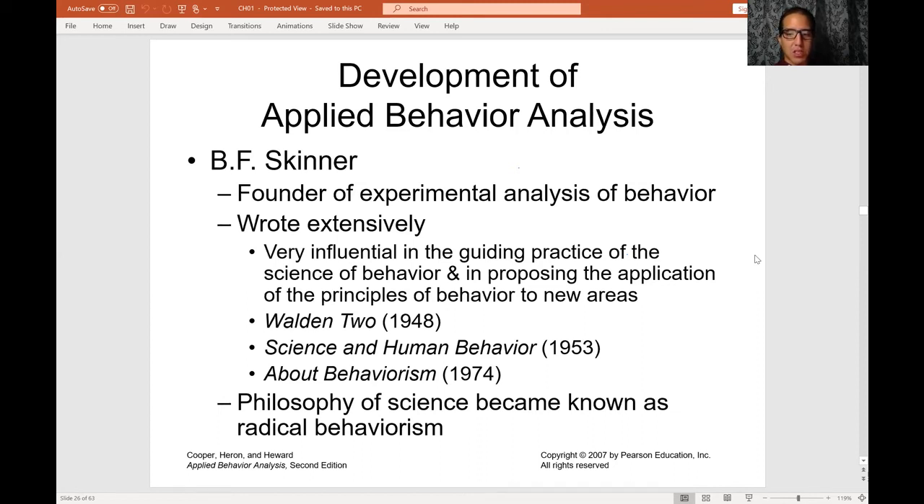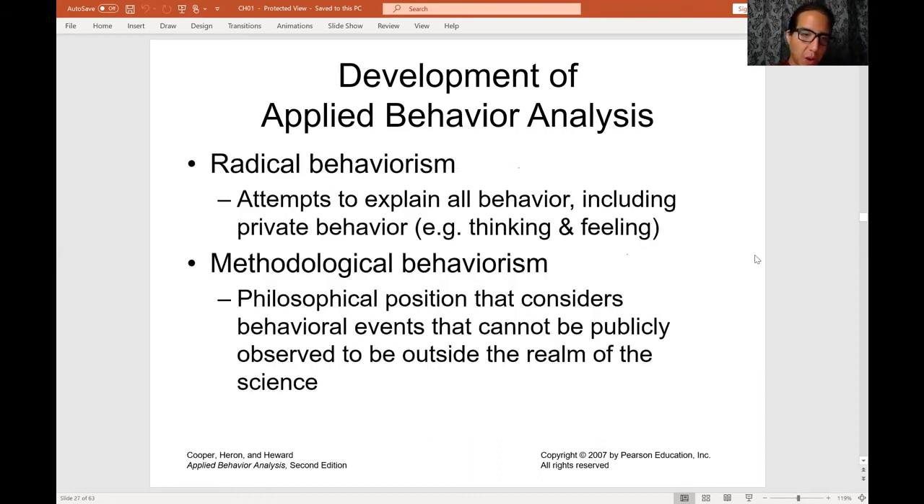based on this technology, the improvement of human society, and using technology in a way that helps us live a better quality of life. Very, very beautiful and powerful book. Science and Human Behavior, 1953, and About Behaviorism in 1974. His philosophy of science became known as radical behaviorism, which we'll talk about right now.